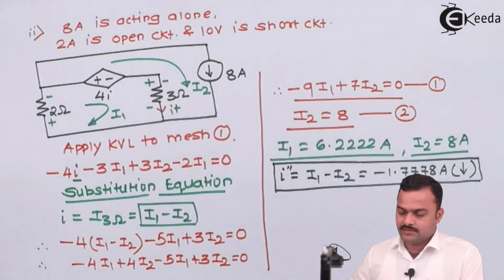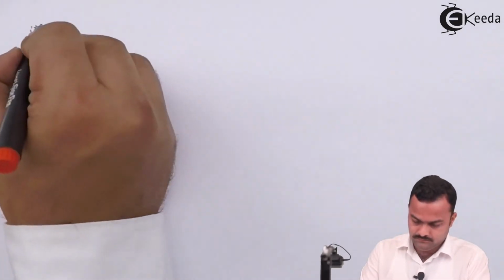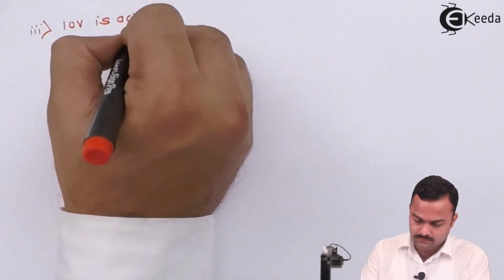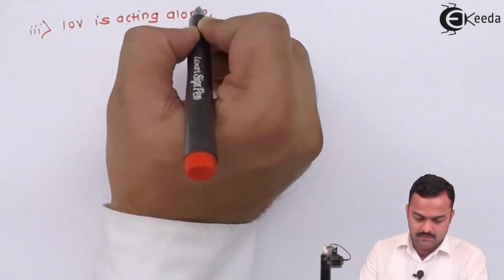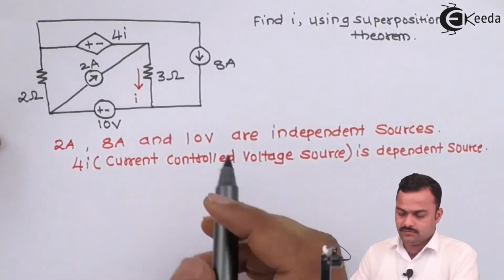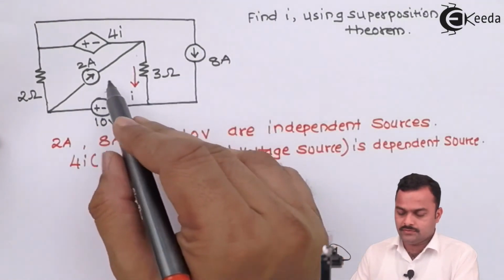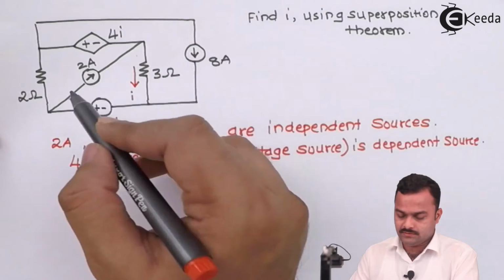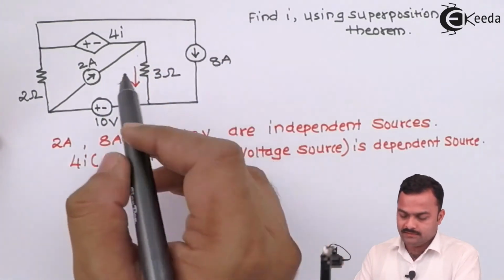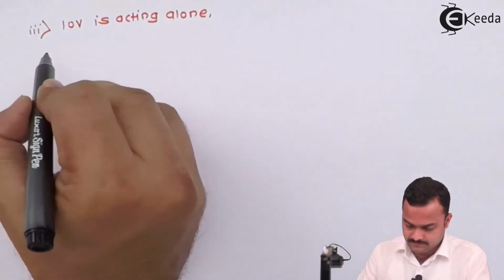Let's go for the analysis of 10 volt now. Now we'll consider 10 volt is acting alone. Now in the original circuit, if we take 10 volt acting alone, there are two current sources, 2 ampere and 8 ampere, left. Being current sources, we will open circuit them. So these two branches will go, and we will get a very simple circuit consisting of one loop only, like this.